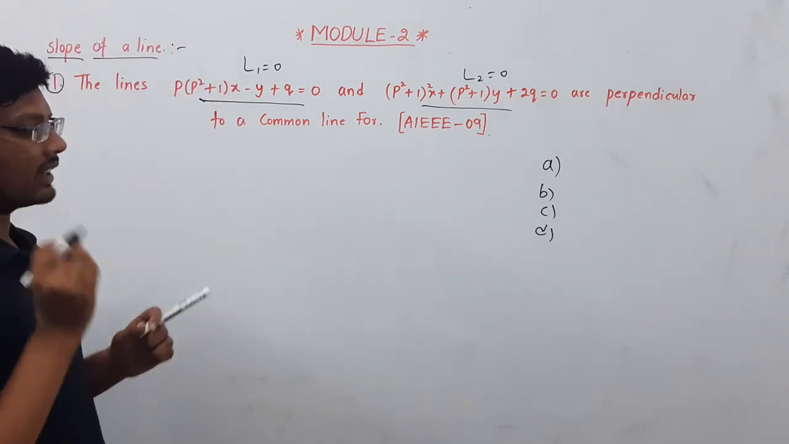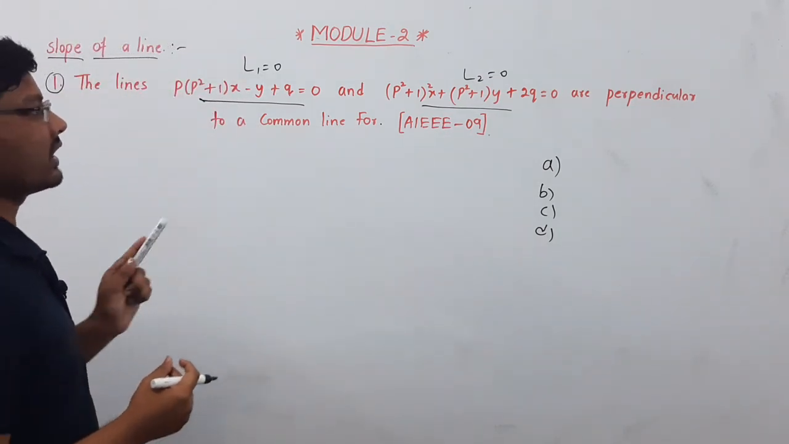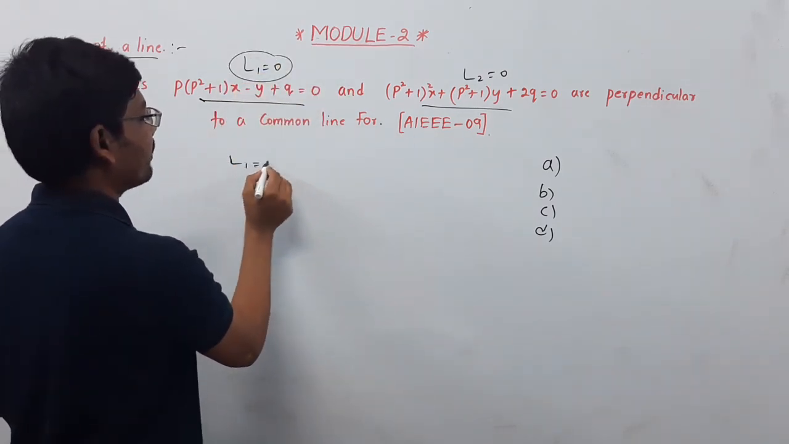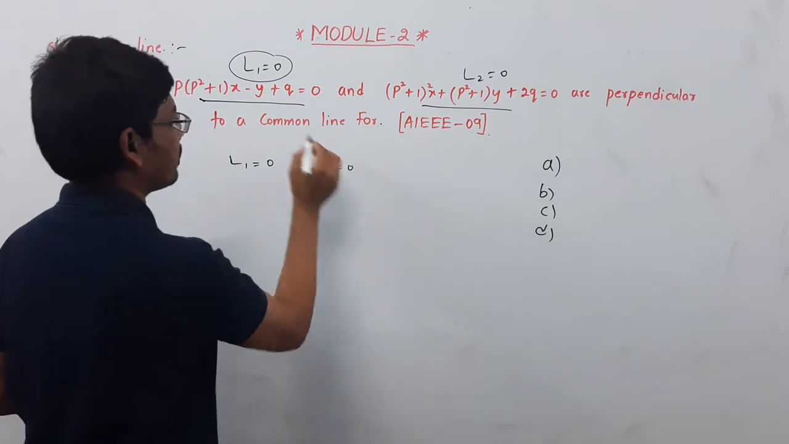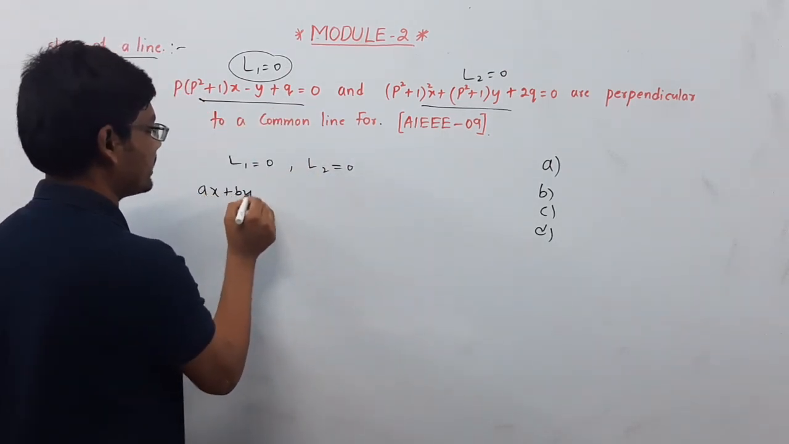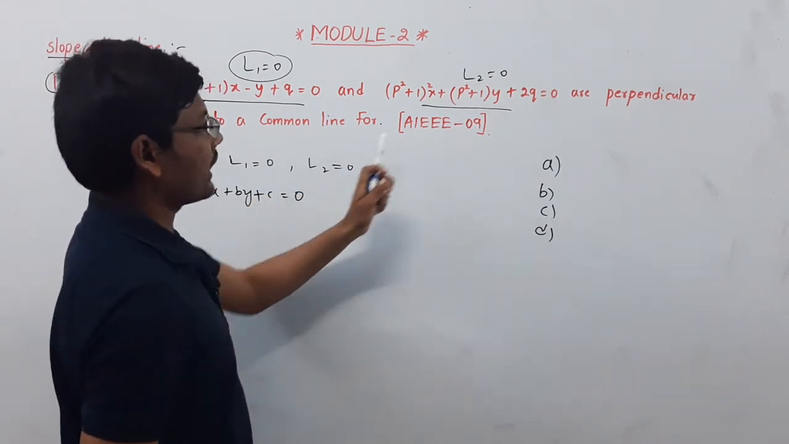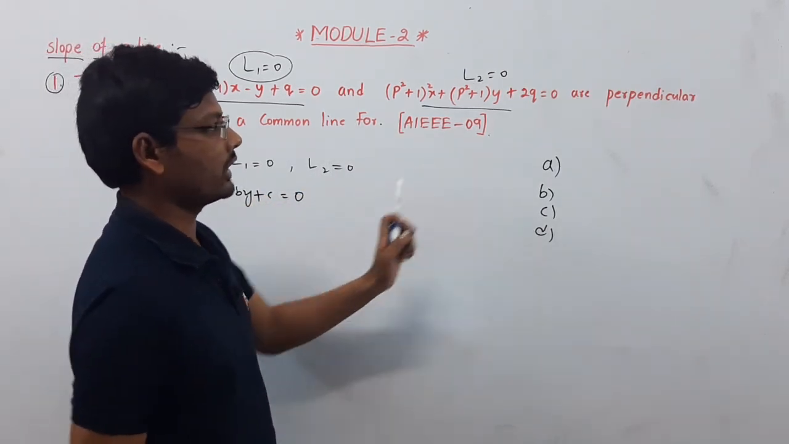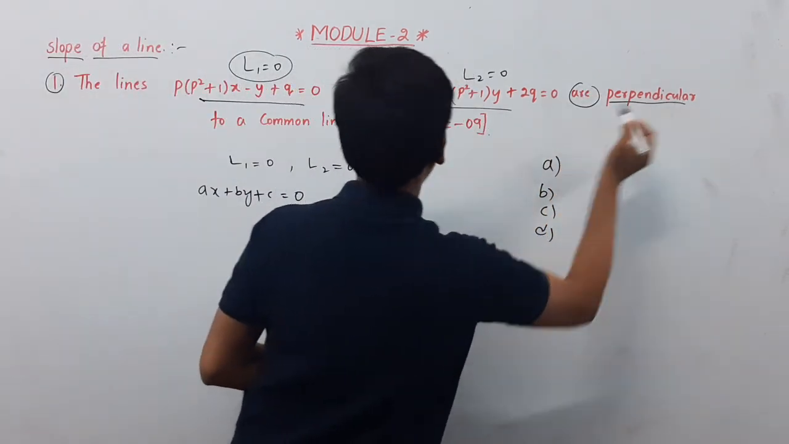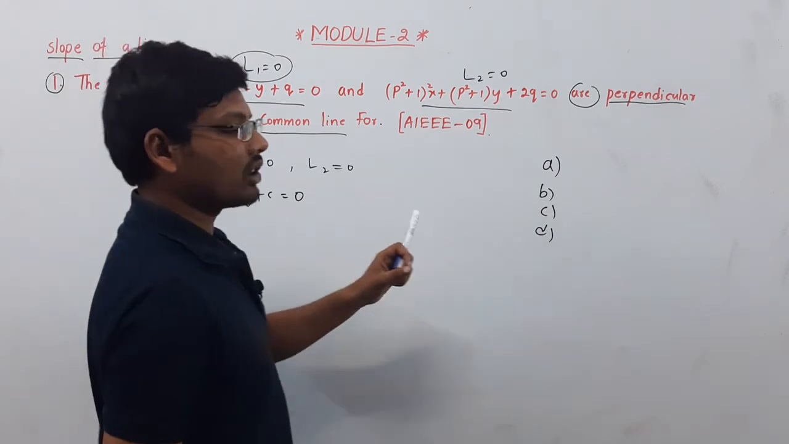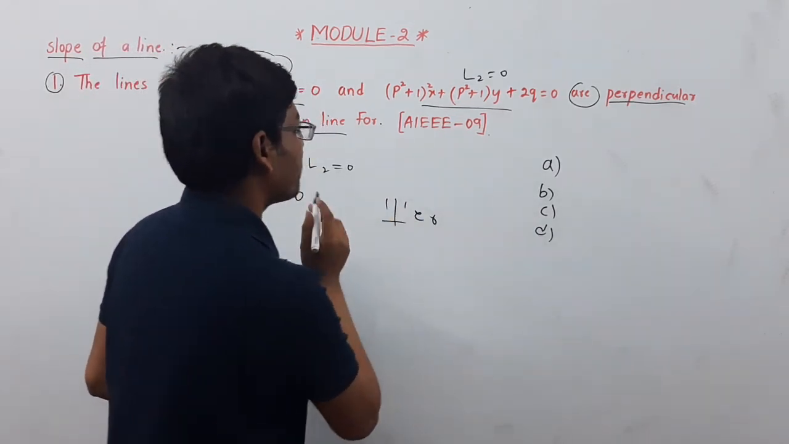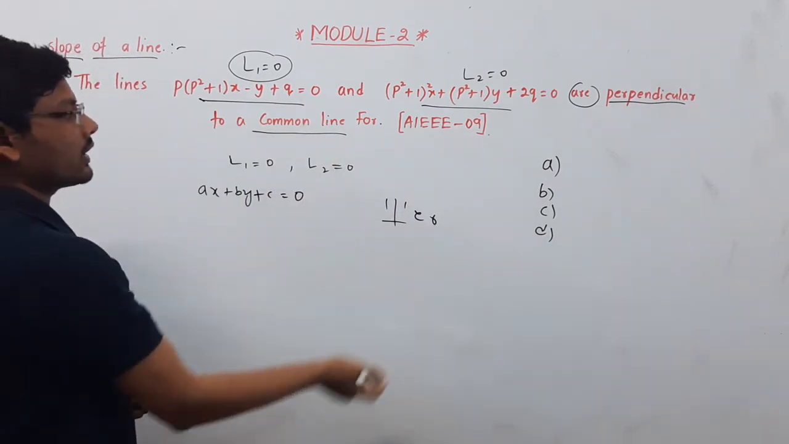First understand the question, what he has given and what he is asking. Here he has given two lines L1 and L2, L1 is equal to 0 and L2 is equal to 0. He has given two line equations in the form of AX plus BY plus C is equal to 0 and one more line AX plus BY plus C is equal to 0. Here two lines are there. But he is saying they are perpendicular to a common line. He is not saying these two lines are perpendicular to each other. He is saying perpendicular to the other common line here.